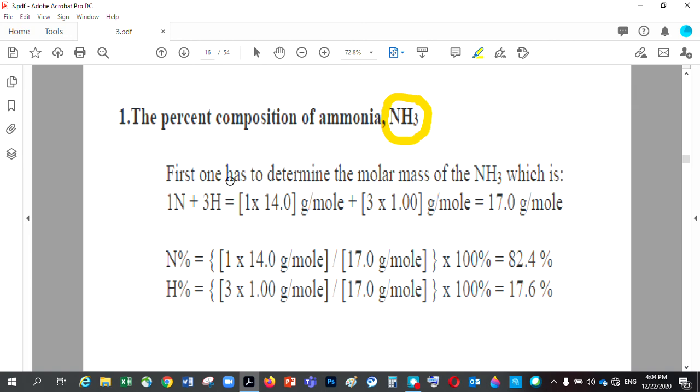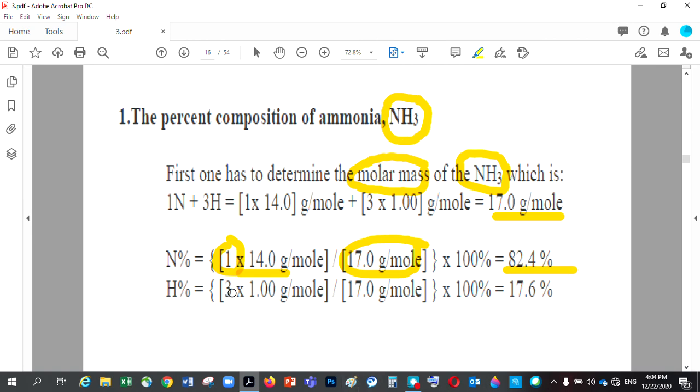So let's look at this. First, I have to determine the molar mass of the whole molecule of ammonia. 1 nitrogen is 14.0, 3 hydrogen is 1.0 each. I have the molar mass of ammonia as a whole molecule is 17.0 grams. Now, nitrogen percentage: the atomic mass of nitrogen is 14, and I have only one nitrogen. Divided by the whole molar mass multiplied by 100, gives me this value.